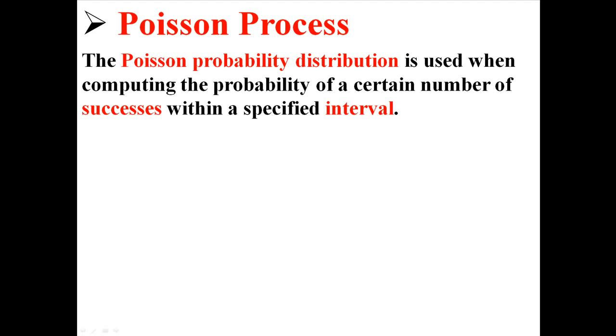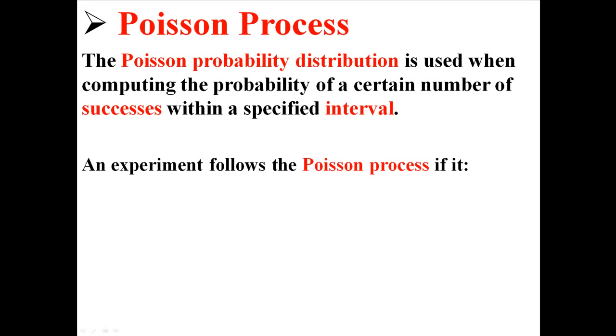So now I'm going to talk about the Poisson distribution, and if you can't say that, don't worry about it because I have a lot of trouble saying it. So, the Poisson probability distribution is used when computing the probability of a certain number of successes within a specified interval, usually a specified time frame.